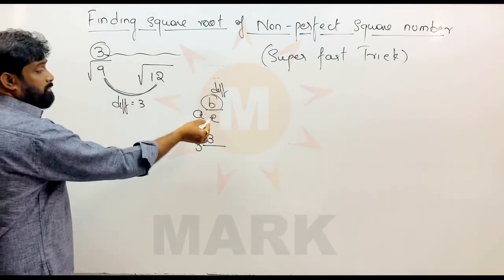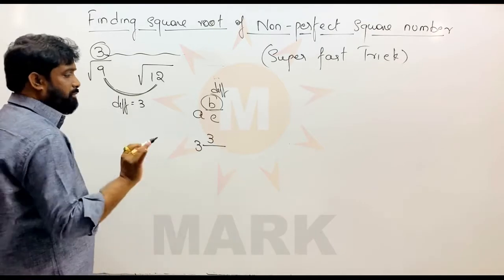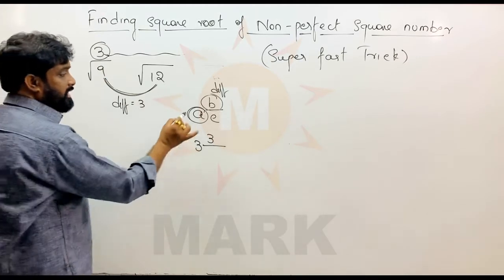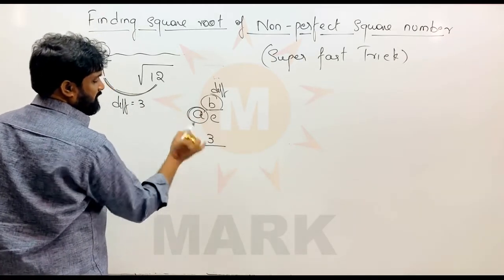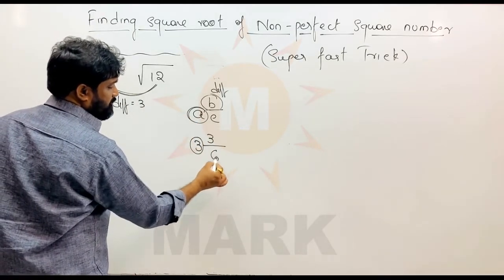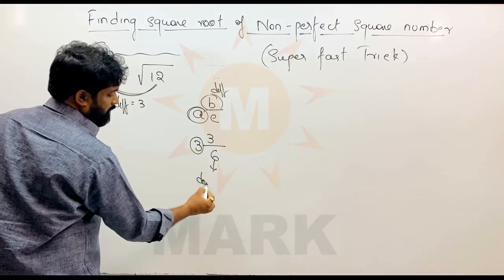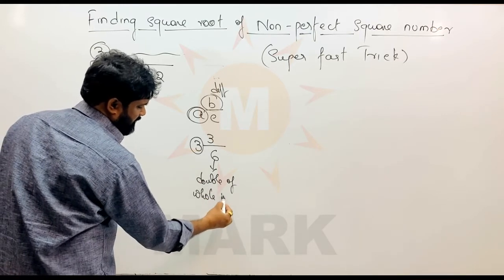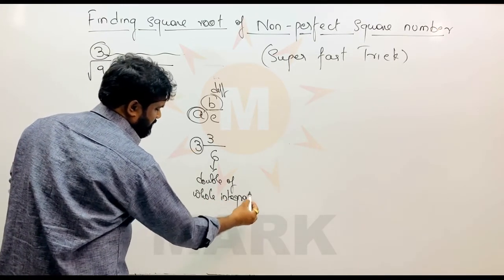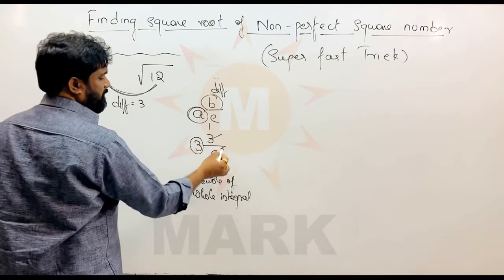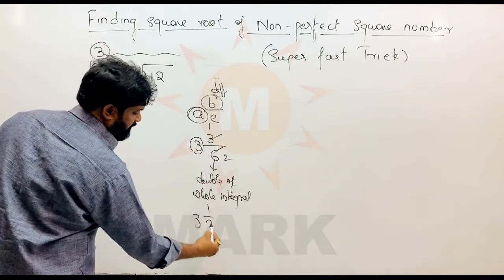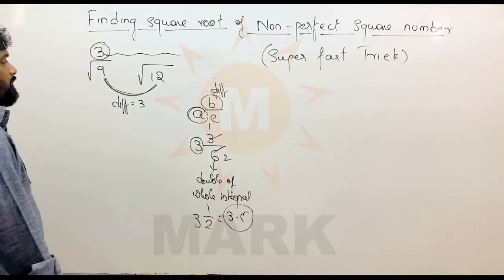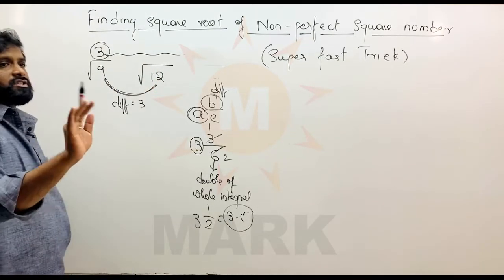And now what should come in the place of the denominator here? Whatever this whole integral number is, its double value should come here. What is the whole integral? 3. So 6 should come here. This 6 is nothing but double of the whole integral number. So 3 by 6, simplified, becomes 3 1 by 2. So 3 1 by 2 is nothing but 3.5. So 3.5 is the approximate square root.